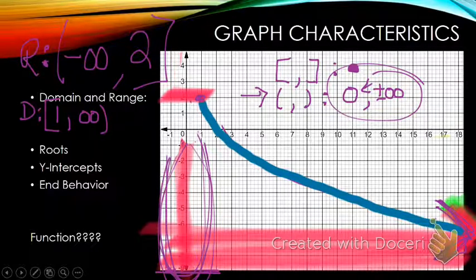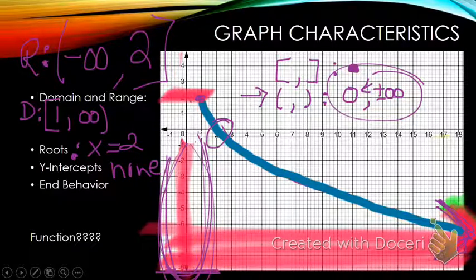All right, next thing. I know this video is getting a little bit long. Roots. The roots of this function is where it crosses your x-axis. Where does it cross my x-axis? Oh, it crosses at 2. So I would say x is equal to 2. My y-intercepts. Does it cross my y-axis? No, so I would write none.